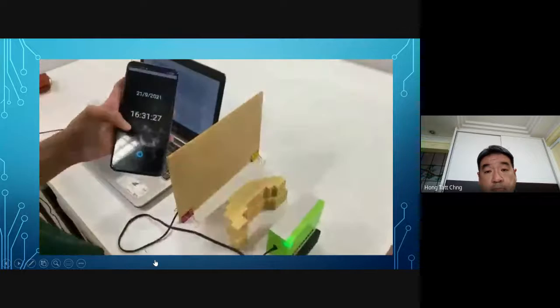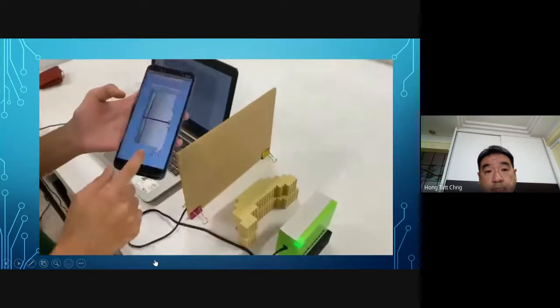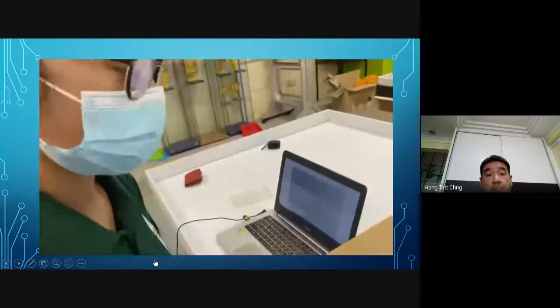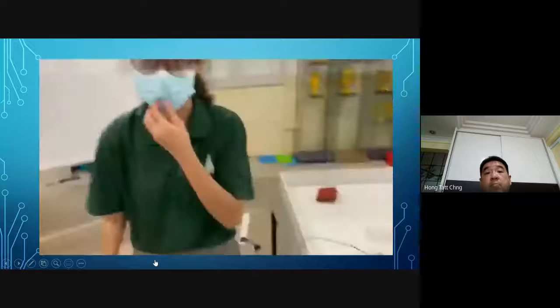And now we turn that on. So that is all for our Fuminder app and the product.